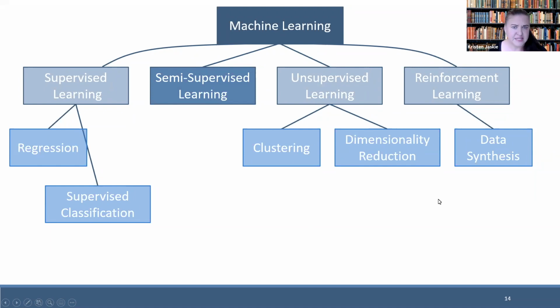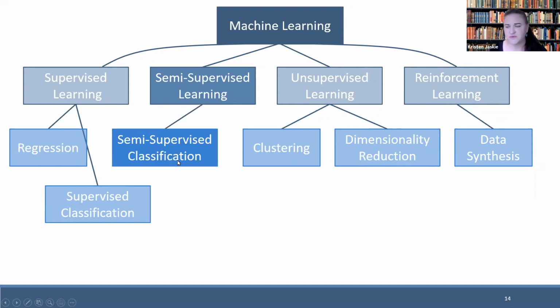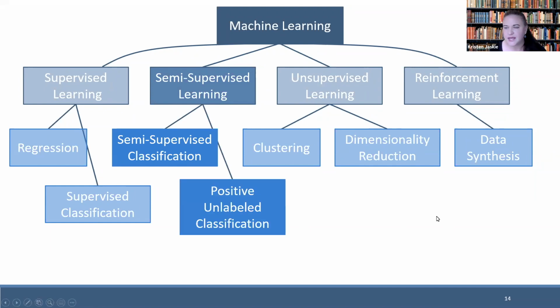Semi-supervised learning has semi-supervised classification, where some positive labels are known and some negative labels are known. And then we also have a lot of unknown data where we don't know the labels. And that is its own field. Positive unlabeled classification is an even stricter, more limited version of that, where we actually know none of the negative labels. We just know a small set of labels from one of the two classes.